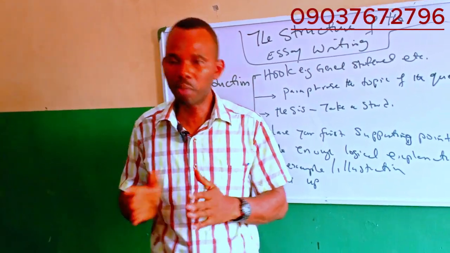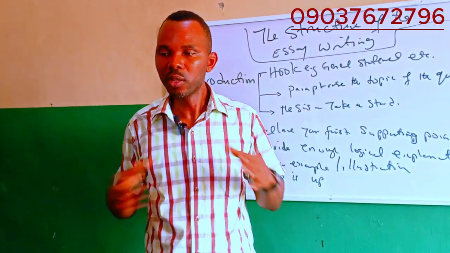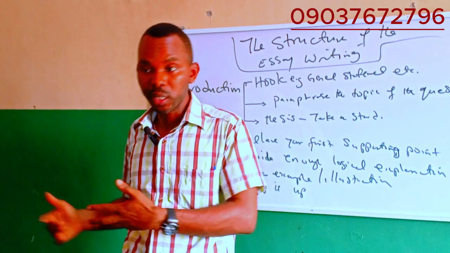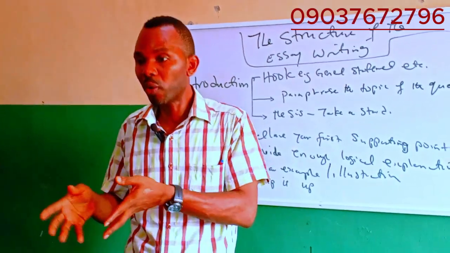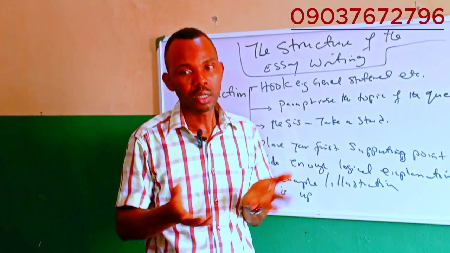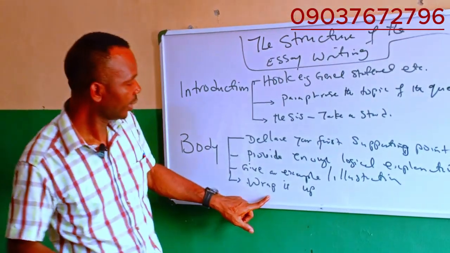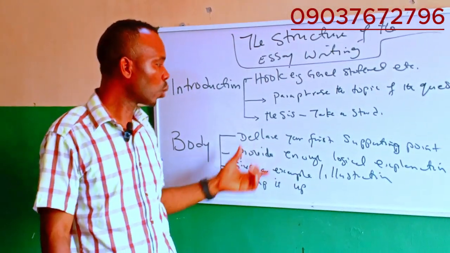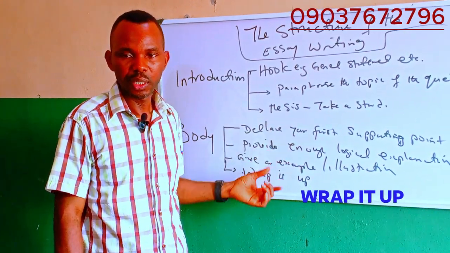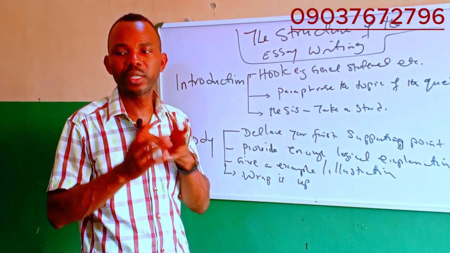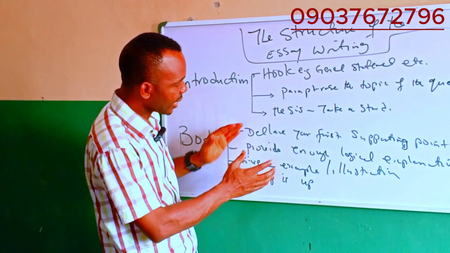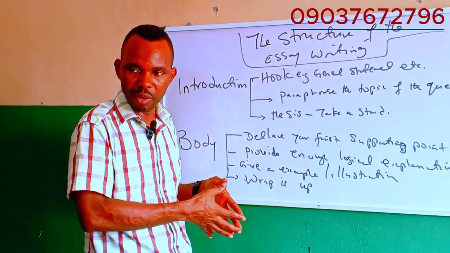Two points are cool, but if you have up to three points, it's fine. So you may not give an example in all the points. You may give an example in just one of the points, and in the other points, if you remember, it's fine. Then the last thing you do is to wrap it up. This is what they call the summary sentence. You summarize everything you have said in this paragraph.